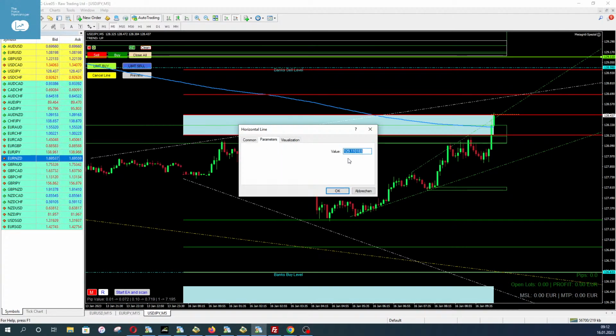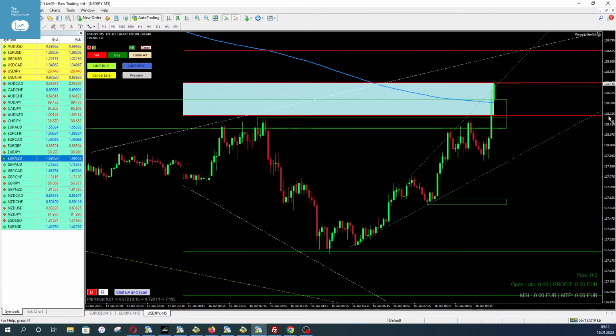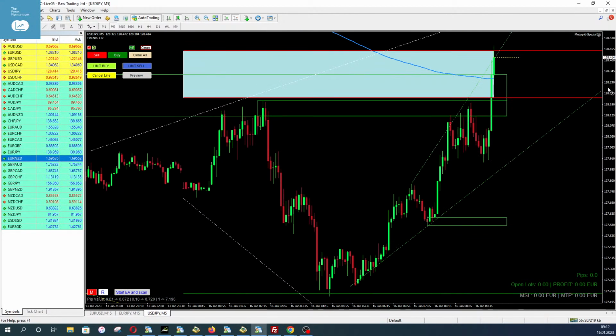It's here on 129.110. So this is then your target if you are today in a buy trade with the dollar yen. I would wait a little bit that we get a retest. You can see the moving average got broken now.